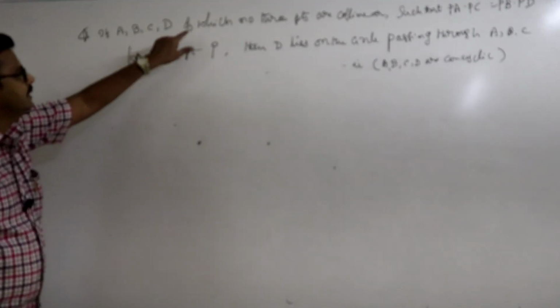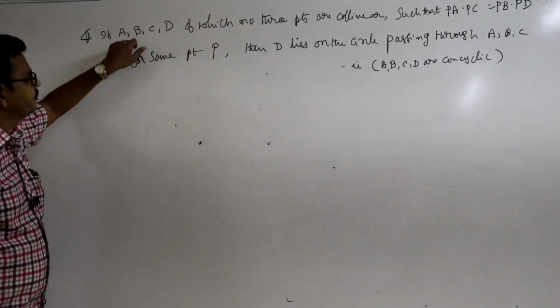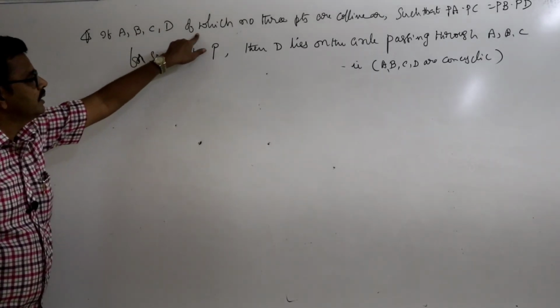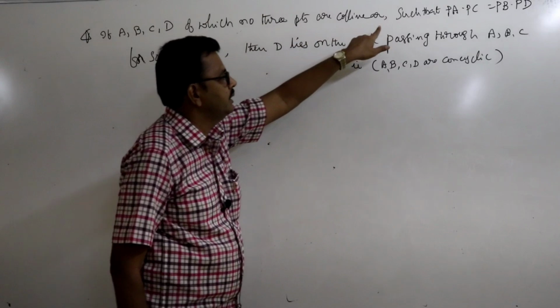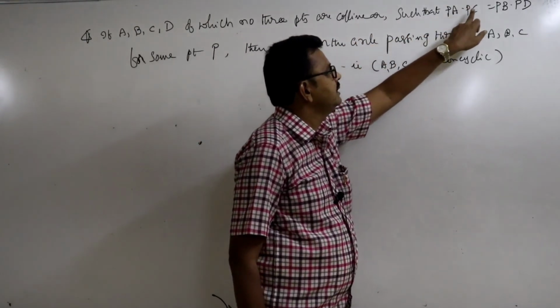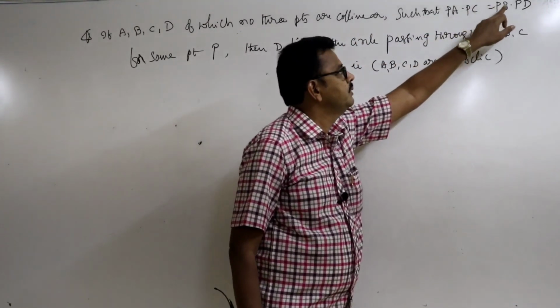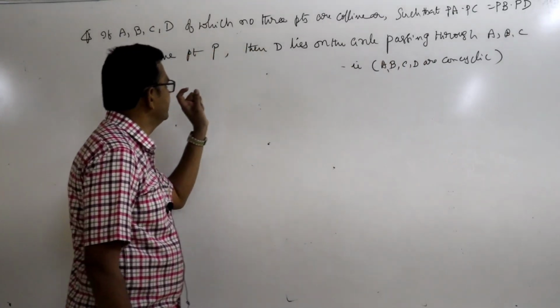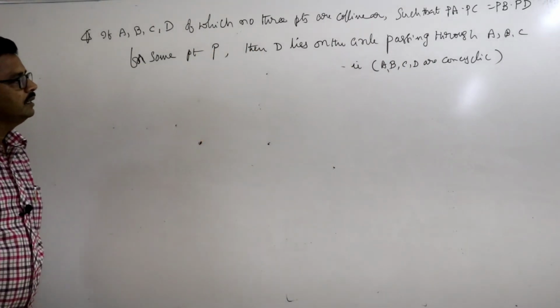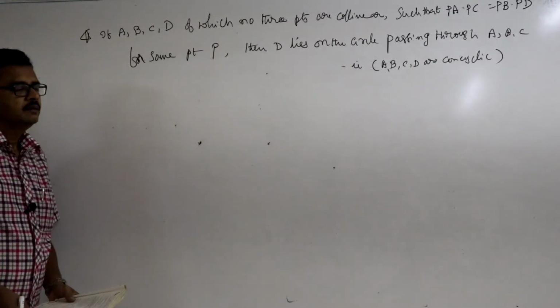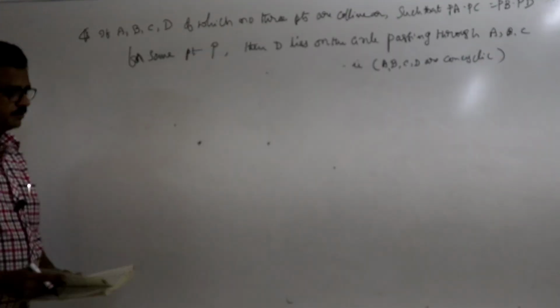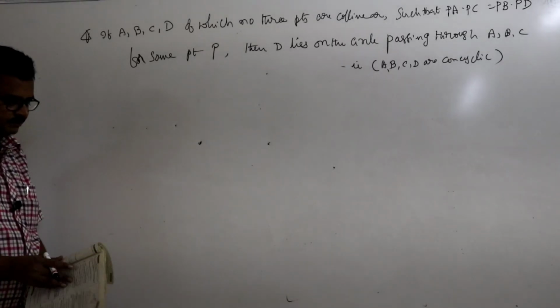A, B, C, D are 4 points, of which no 3 points are collinear, such that PA into PC equal to PB into PD for some point P. Then D lies on the circle passing through the points A, B, C. That is, the points are concyclic.